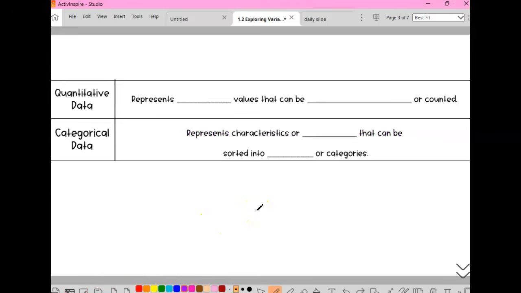Alright, now that we have those two definitions, let's move on to types of data and the types that you answered. So we have quantitative data. That represents numerical values that can be measured or counted. Hopefully you have some prior knowledge of this. Remember quantity, quality, those types of words. Same thing, okay?